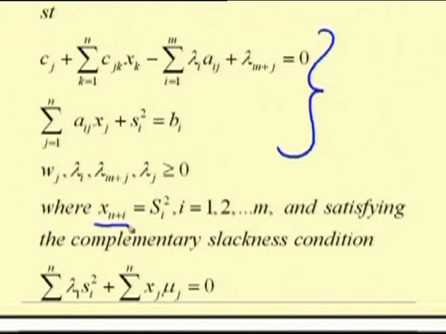where x_{n+i} equal to s_i squared, i varies from 1 to m. And the important point is that this LPP should satisfy the complementary slackness condition: summation lambda_i s_i squared plus summation x_j mu_j equal to 0. So, the fourth step of Wolfe's algorithm is to obtain an initial basic feasible solution to the LPP.